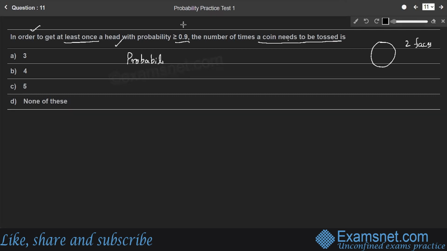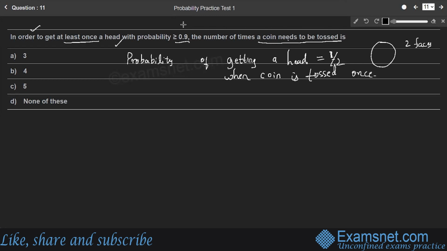Probability of getting a head in a coin is 1 by 2, because there is only one head. You can get the head face in only one way. Either you can get head or tail. Therefore, the probability of getting a head is 1 by 2 when a coin is tossed once.